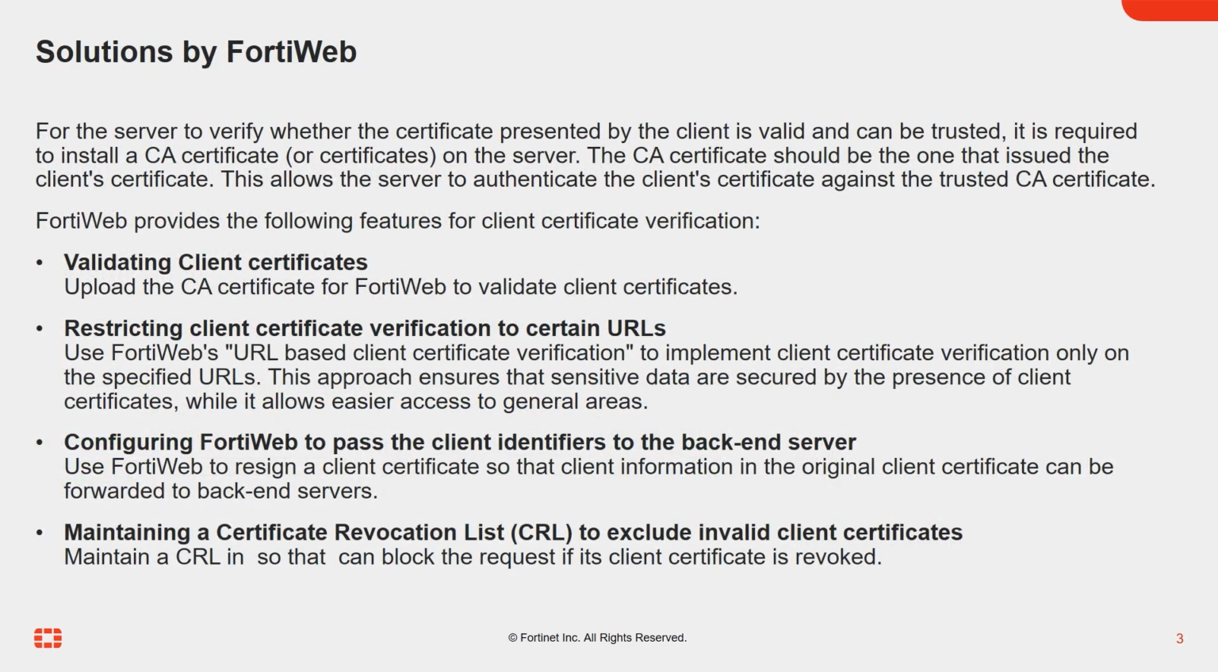Building on the importance of mutual authentication, FortiWeb offers features that enhance and simplify client certificate verification. To ensure the client certificate is valid and trustworthy, the server requires a CA certificate corresponding to the one that issued the client certificate, allowing it to authenticate the client certificate against a trusted source. FortiWeb supports this process with features like uploading CA certificates, restricting verification to specific URLs, passing client identifiers to backend servers, and maintaining a certificate revocation list, CRL, to block invalid certificates.